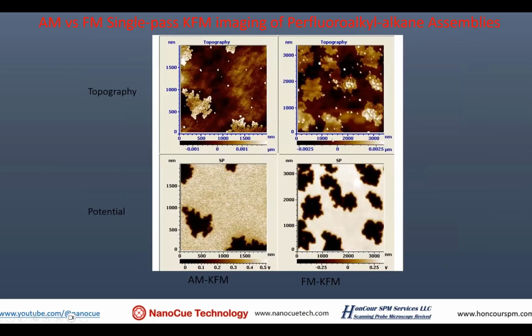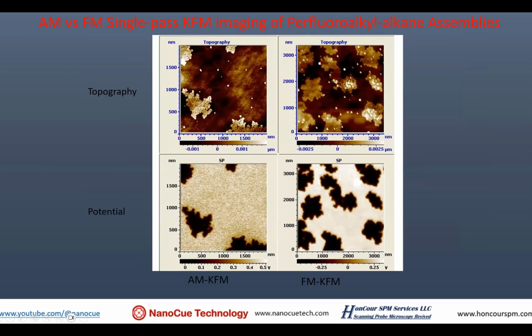And here's some examples of that. I actually have much more interesting data that I forgot to include here. This is perfluoro alkane self-assembly. Those little flowers are perfluoro alkane. They're alkane carbon chains assembled on the surface.